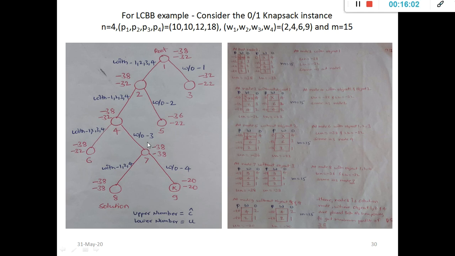Now we have to consider the new values at node 7, without placing object 3 into the knapsack. At node 7, without placing object 3 into the knapsack, you will get the new upper number value as minus 38 and the new lower number value as minus 38.